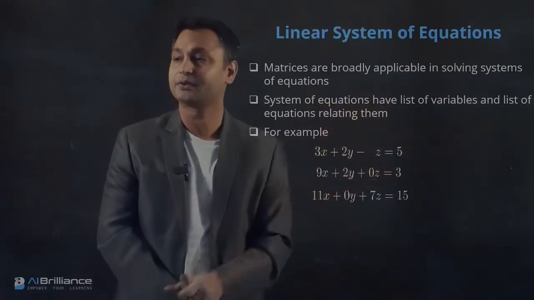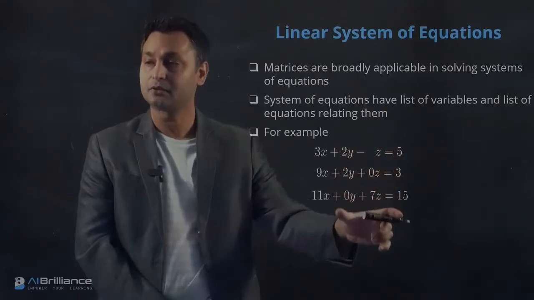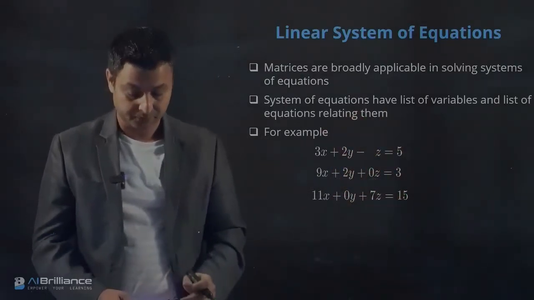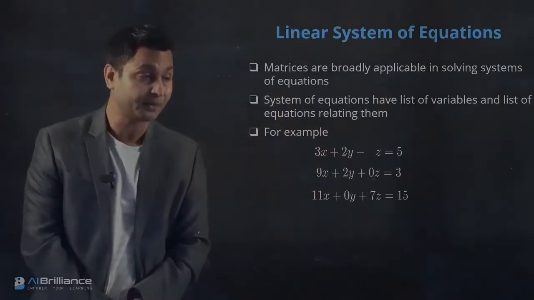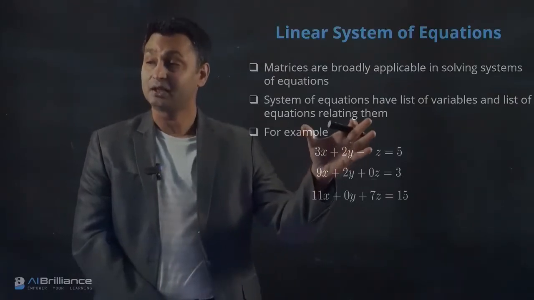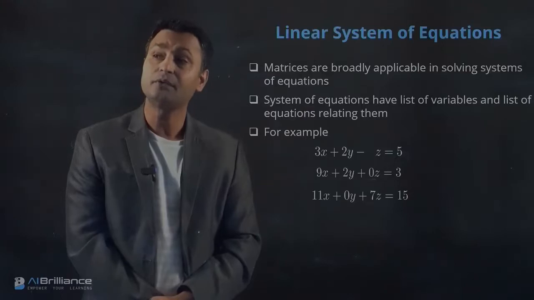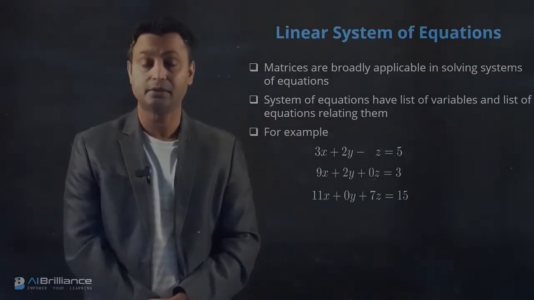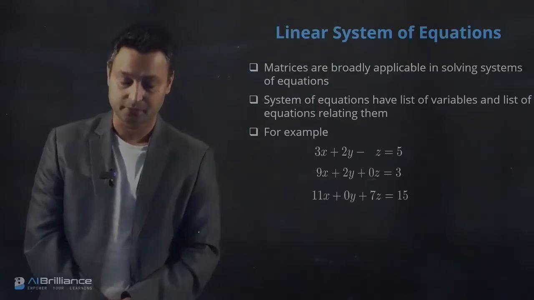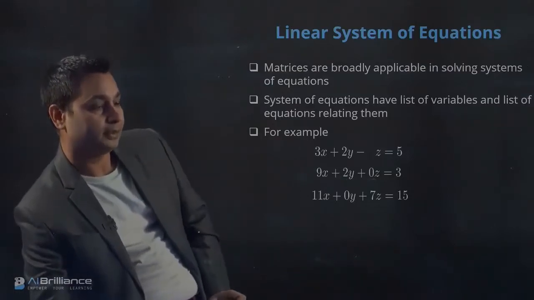So here I have a set of three equations and three variables x, y, z, and these three equations describe the relationship between the variables. Now, if I want to solve this problem and find the exact values of x, y, and z which satisfy these three equations together, then we are solving this set of linear equations. It turns out that matrices are a good way to solve this problem. So let's see how we can use matrices to solve this class of problem.